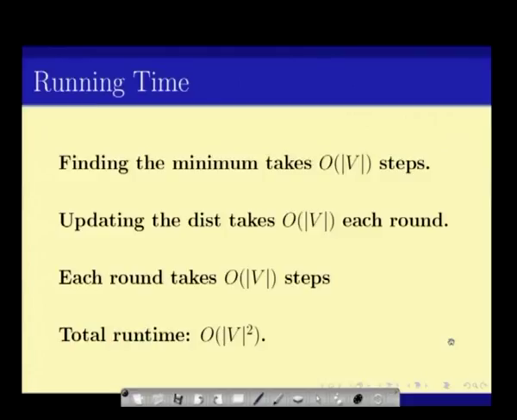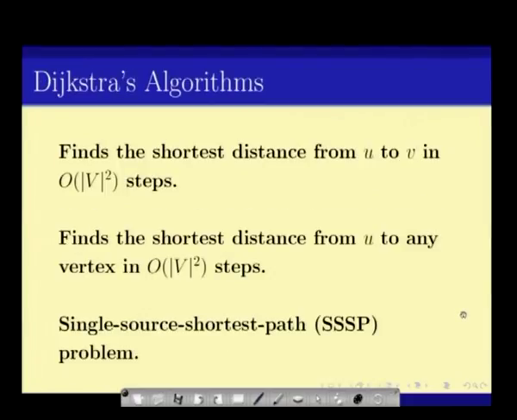One thing to note is what is the running time of this algorithm? Finding the minimum takes order V steps, and updating the distances takes order V steps each round, because we have to update all its neighbors if possible, and there are V rounds, since every round takes one element out of the queue. So the total runtime is order V squared. We can find the shortest distance from u to v in order V squared. In fact, this can be used for finding the shortest distance from u to any vertex in order V squared, and this is known as the single source shortest path problem. It is one of the very important problems in this field.